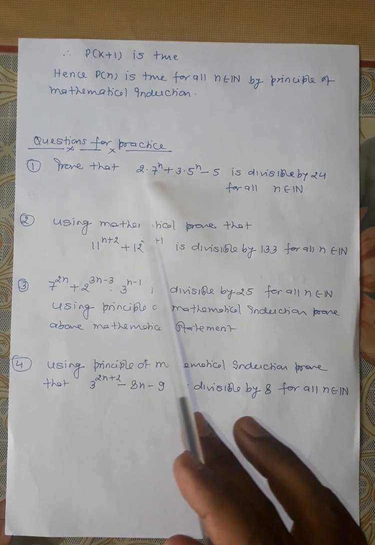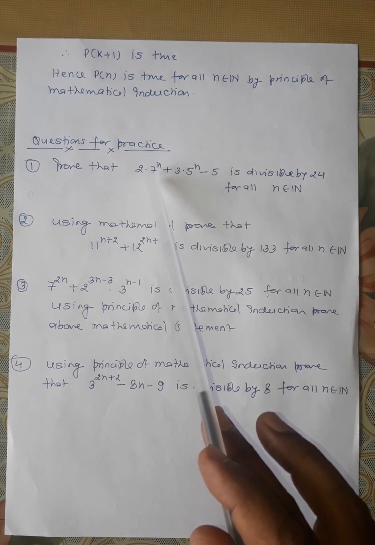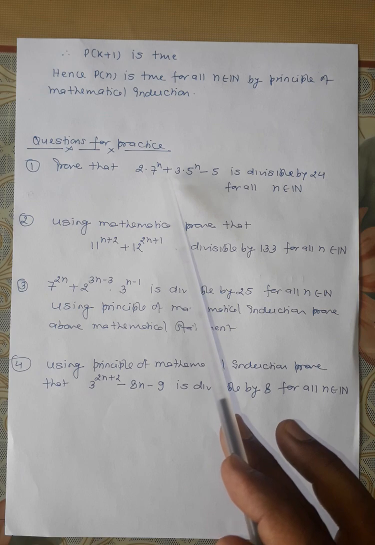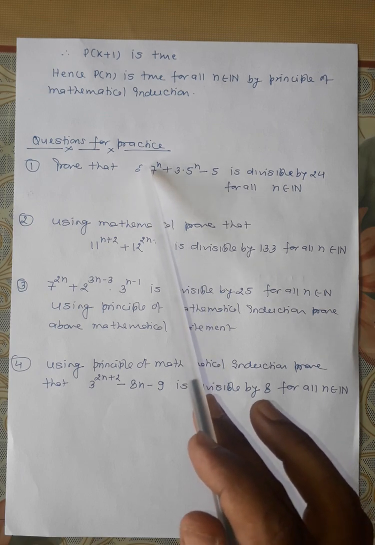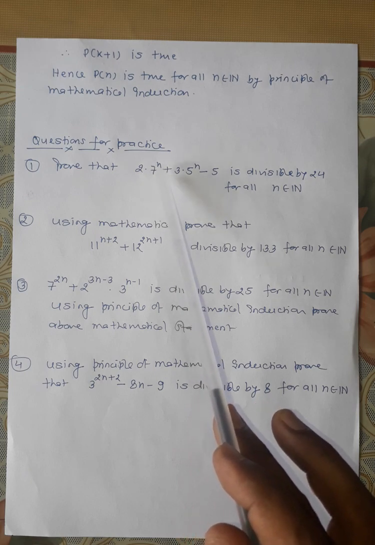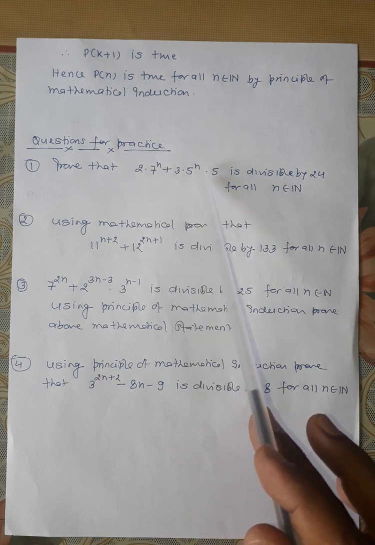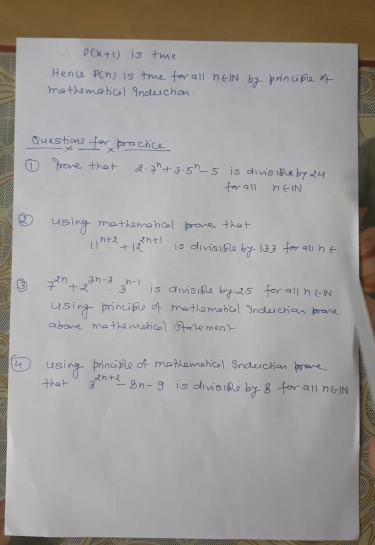The first question is: prove that 2 into 7 to the power n. Again I am saying, this is not 2.7, though it looks like 2.7. This is 2 into 7 to the power n; this is the notation of multiplication. Then 3 into 5 to the power n minus 5 is divisible by 24. The same approach, same pattern, same method will be followed to prove these questions.